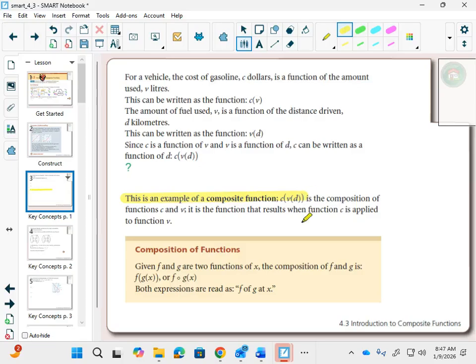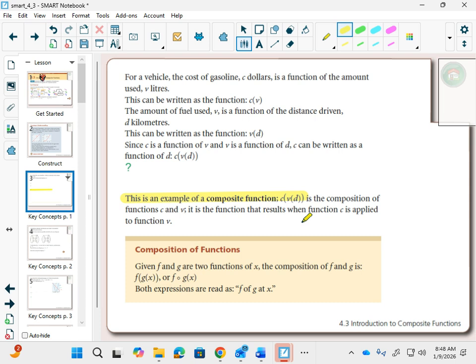So a composite function is when you have one function inside of another function. And the example that they have here is a vehicle. And for a vehicle, there is a cost of gasoline. Unless you have an electric vehicle, then there's a cost of electricity. And so you can make a function for that: the cost depends on how much gasoline you buy, based on the volume. You buy 10 liters, it costs you a certain amount of money. You buy 20 liters, it costs you more.